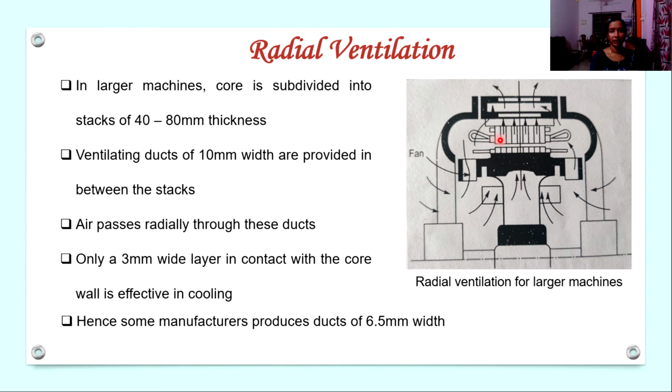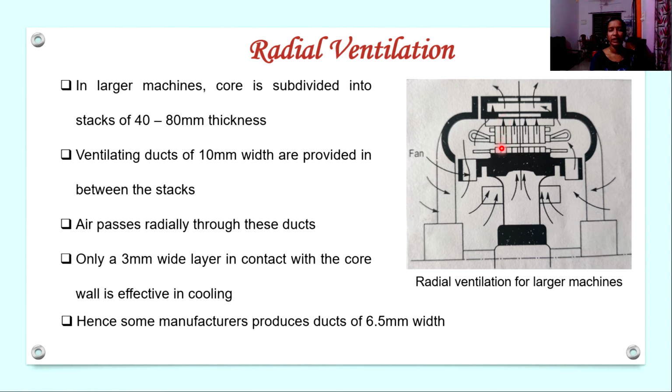So in a radial ventilating system used for larger machines, the core is subdivided. The laminations are divided into different stacks and radial ventilating ducts are provided in between the stacks. And these radial ventilating ducts are 10 mm wide. And when air is flowing through this radial ventilating duct, what happens?